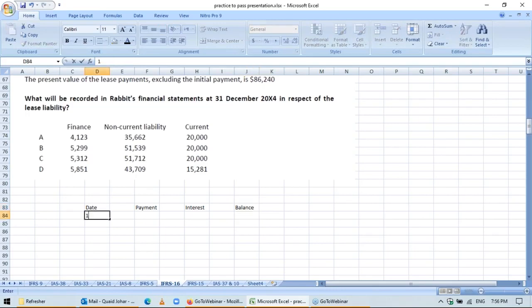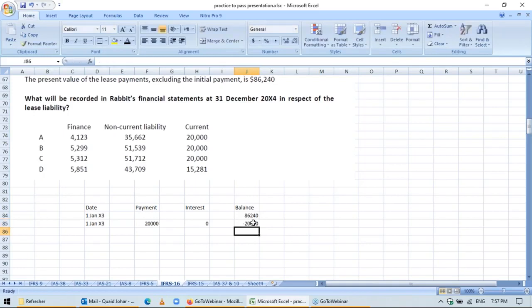So the lease was signed on 1st of January X3, and the present value was 86,240. Immediately they made a payment, and the payment amount was 20,000. Now, if they pay immediately, there won't be any interest in it, right? The interest is the cost of time. So once the time elapses, only then will the interest be recognized. So the first payment did not include any interest payments.